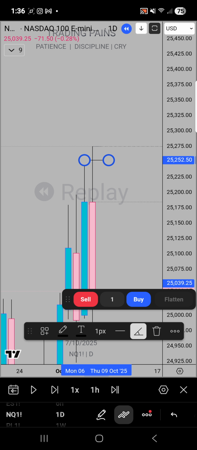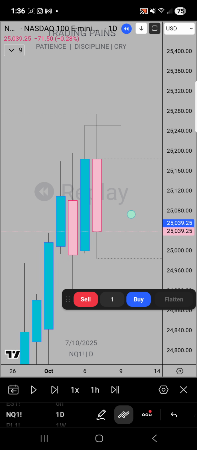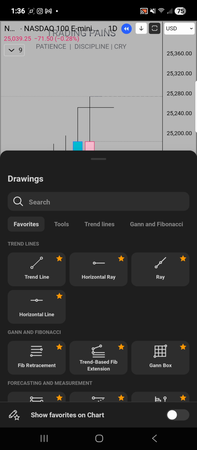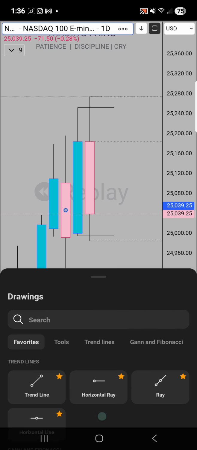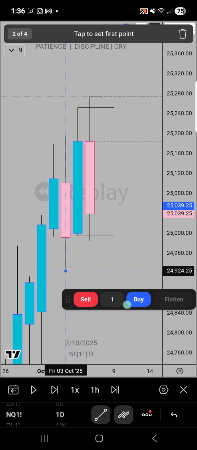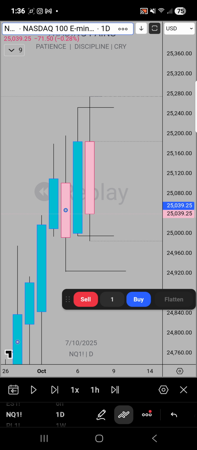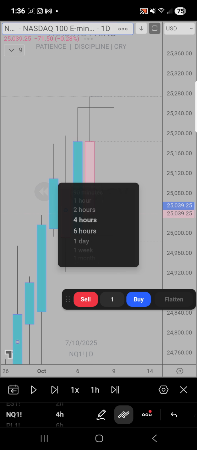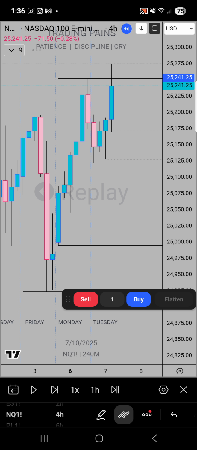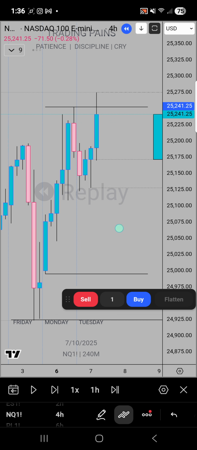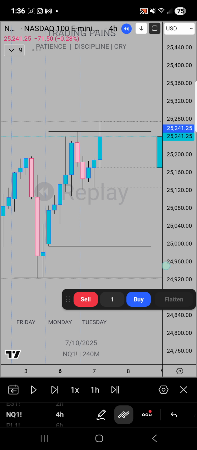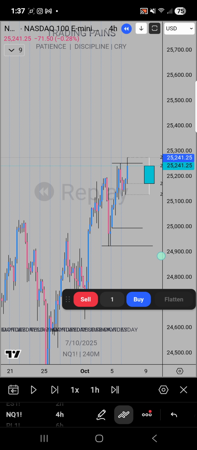Oh my gosh, there we go. It also swept the bottoms. Okay, it swept the bottom. Fantastic. But now this is the next one. Down to the 4 hour. So it swept the highs, swept the lows. The market feels very bullish.